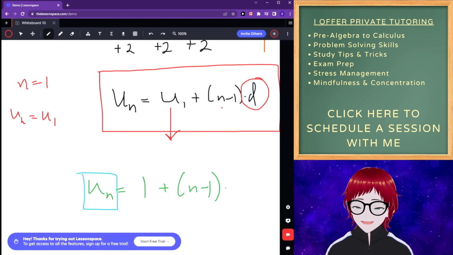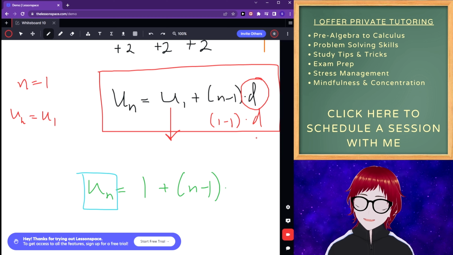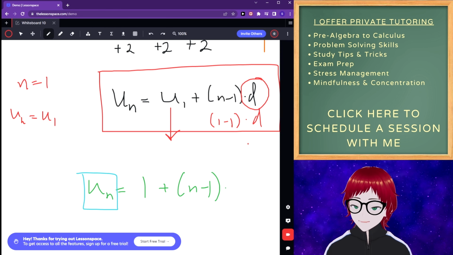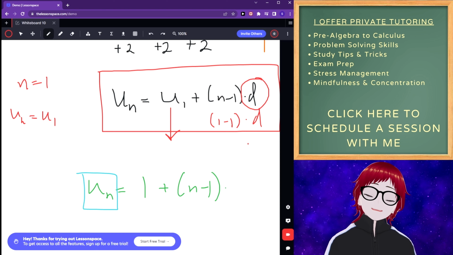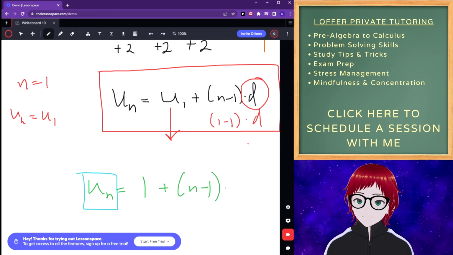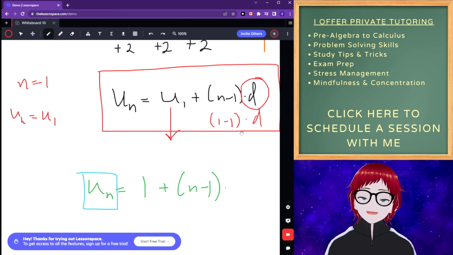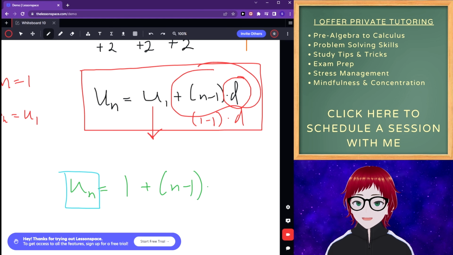Because when n is equal to 1, you get 1 minus 1 times d. Because you're not adding a common difference for the first term, right? The first term is u1, so that's n equals 1. And you don't need to add a common difference because that's only true for every subsequent term in that arithmetic sequence. And so that's why it happens to take the form of n minus 1 times d.